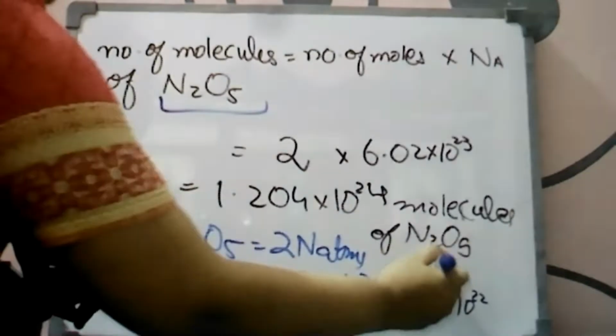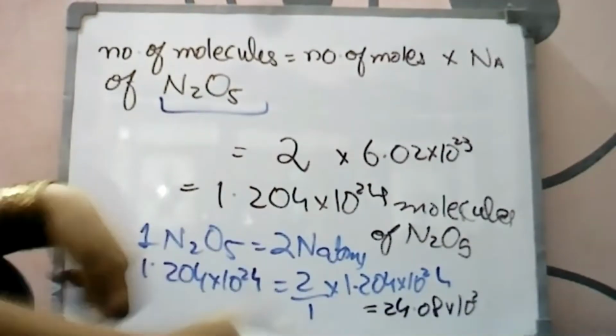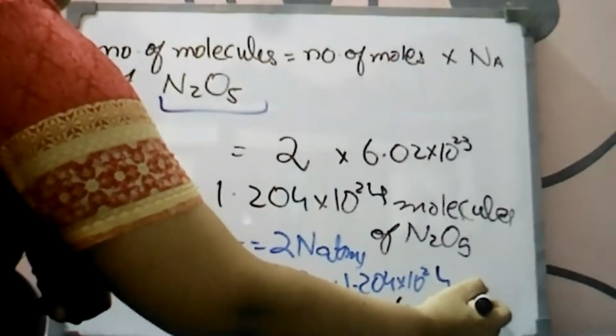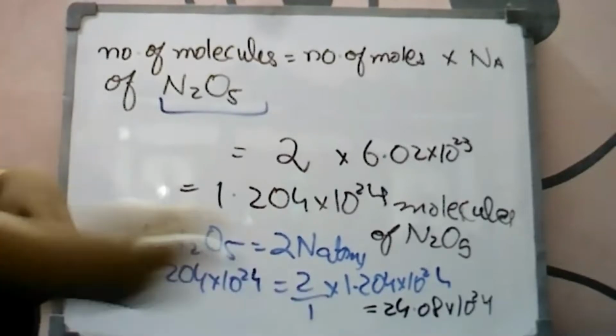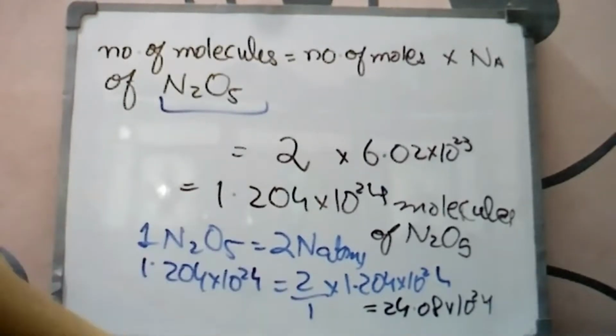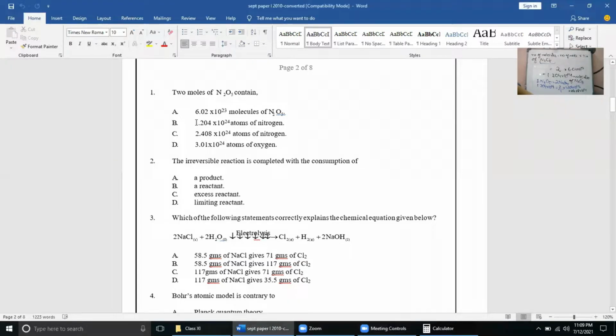So here you need to multiply with the nitrogen relation, that is 2. So your answer will be 24.08 and this answer is matching with option B. So the correct answer is option B. First, you calculated the number of molecules of N2O5. Then from one molecule of N2O5, you calculated the number of atoms of nitrogen.